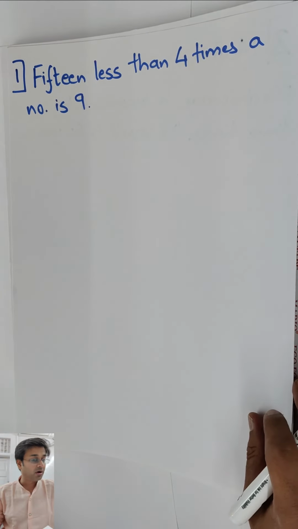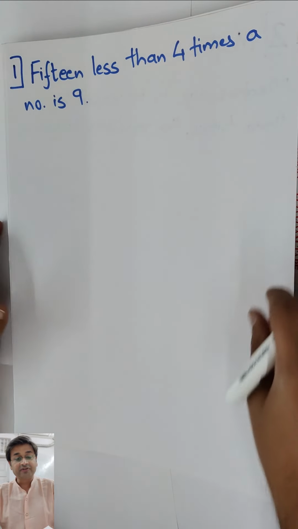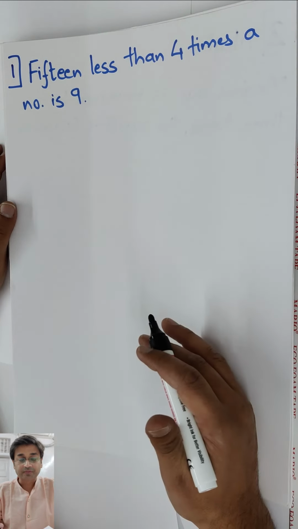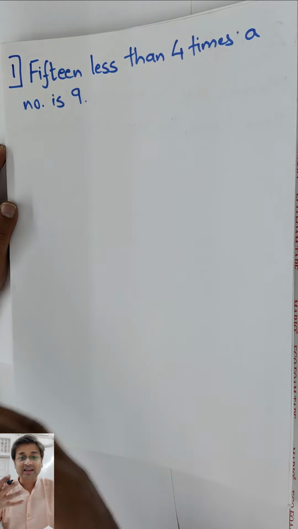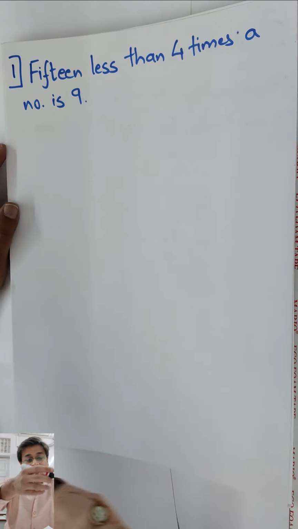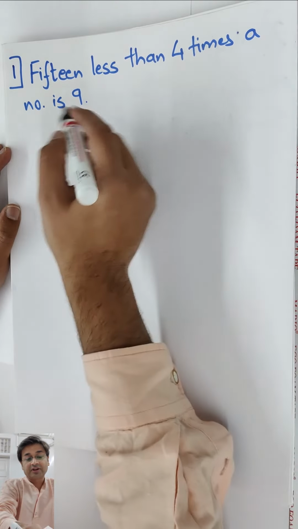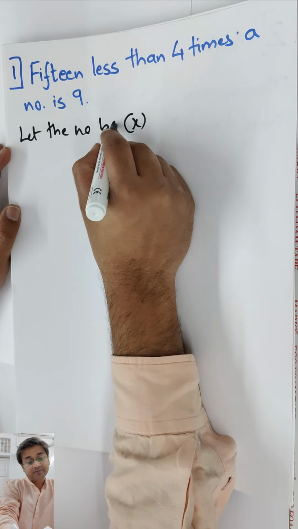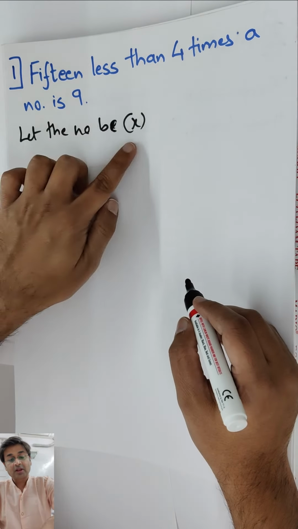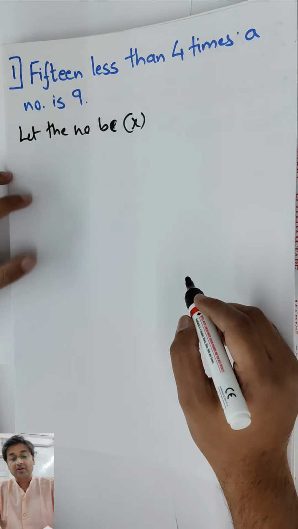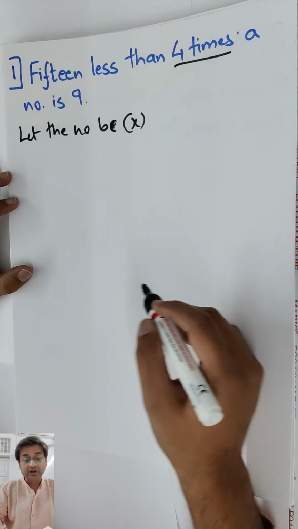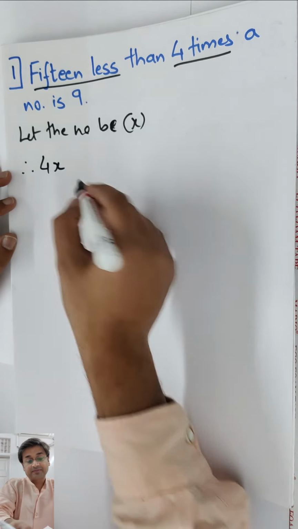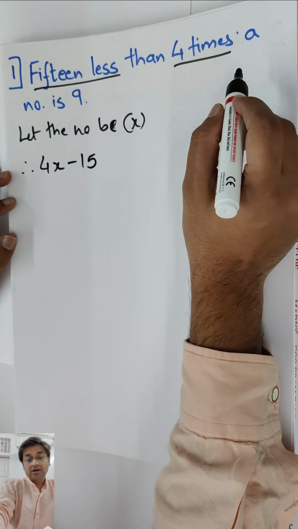Let's begin with sum number 1. 15 less than 4 times a number is 9. The first thing you need to do is always assume a particular number or quantity as x, and then we can build from there. So I am saying let the number be x. 15 less than 4 times: 4 times means 4 into x, so 4 times will be 4x, and 15 less means minus 15. Then our number is 9.